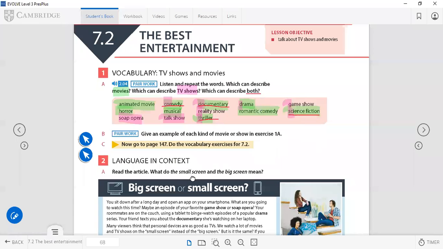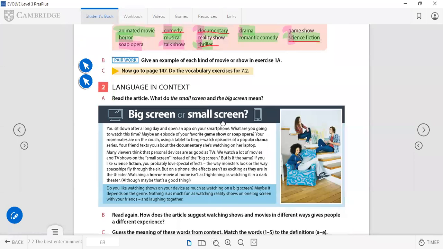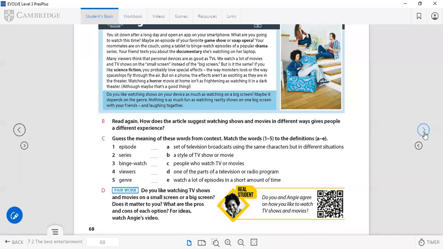Here, you just have to read this part. As I told you, this is the intensive course. You just have to be independent in this way. Read the text and answer this part. Okay. And skip this QR code. So don't worry. We are going to do an exercise with used to.